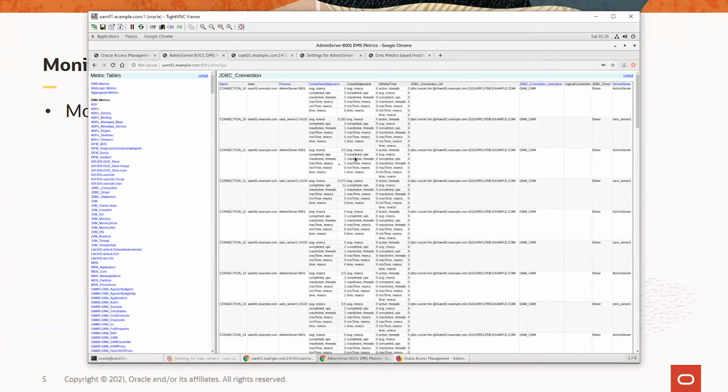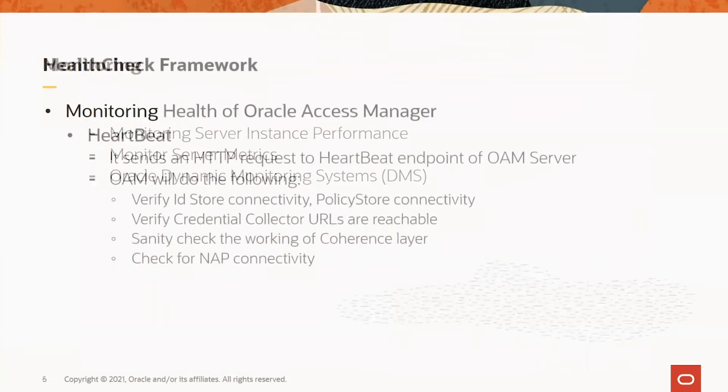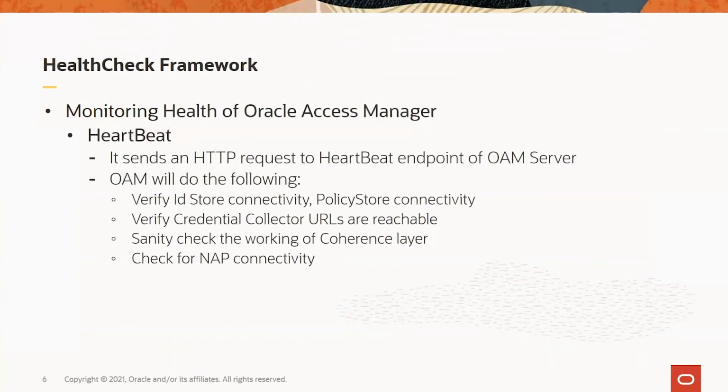Now let's explore further into the health check framework. Here we have a health check framework pertaining to heartbeat. Basically, it is a heartbeat endpoint to OAM server. As OAM server access manager services are business critical, they need to be ensured that they are always available to control user access for organizations' protected resources and applications. Heartbeat is a health check monitoring that can be leveraged by a load balancer to ensure that user traffic is routed to the healthy OAM servers.